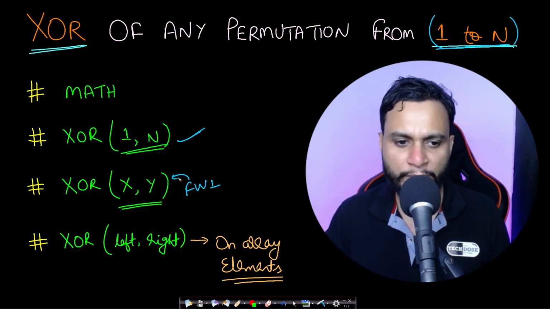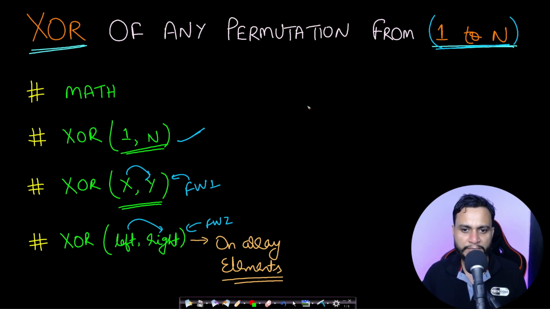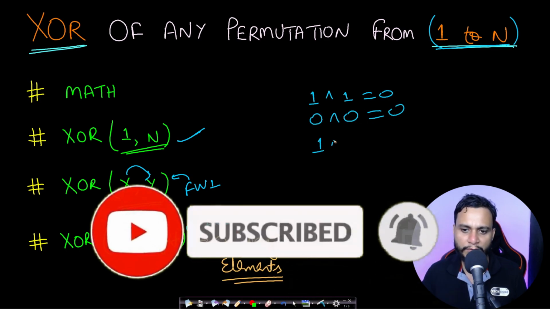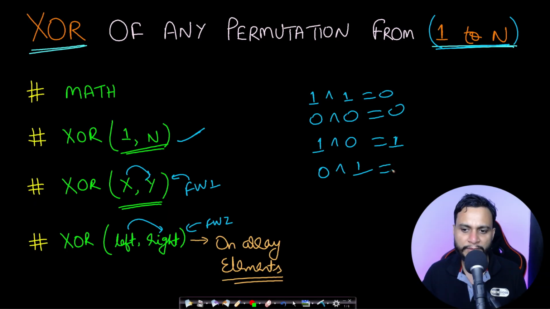The first follow-up problem will be how to find XOR in a range x to y, and then we will see follow-up number 2, which is how to find XOR in an index range from left to right on an array of elements. Just for a quick recap, you can note that XOR of 1 with 1 will be equal to 0, and the XOR of 0 with 0 will be equal to 0. But the XOR of 1 with 0 will be 1, and the XOR of 0 with 1 will be 1, right? So this is the XOR property.